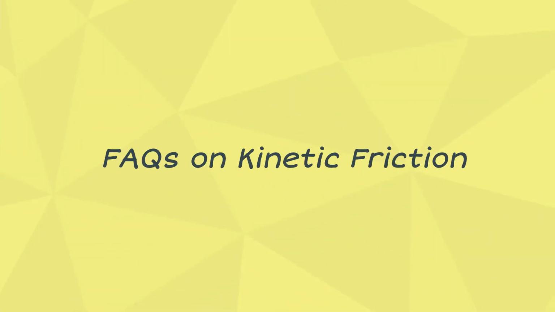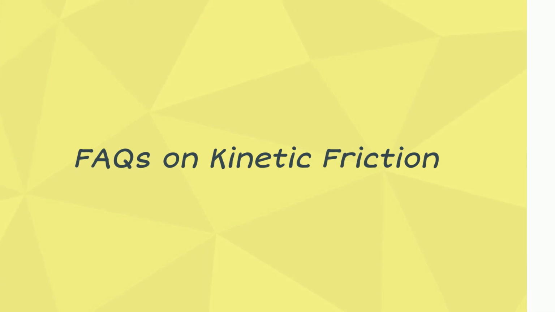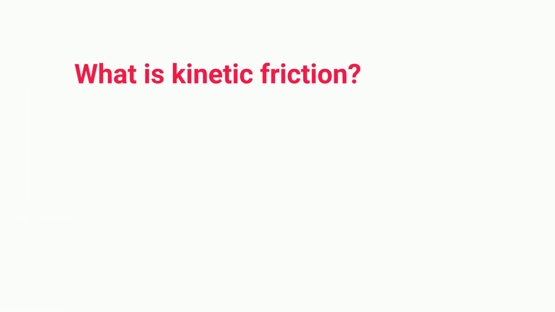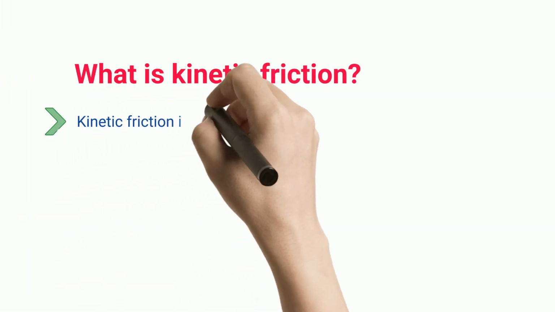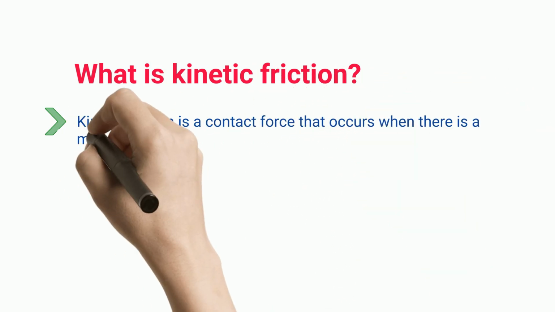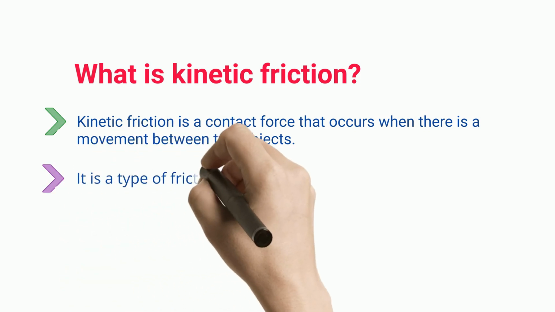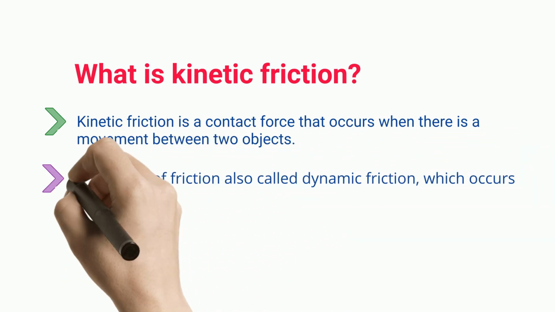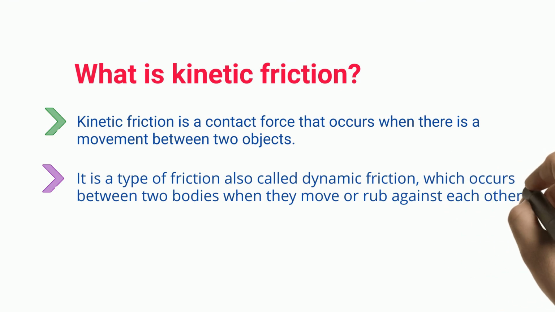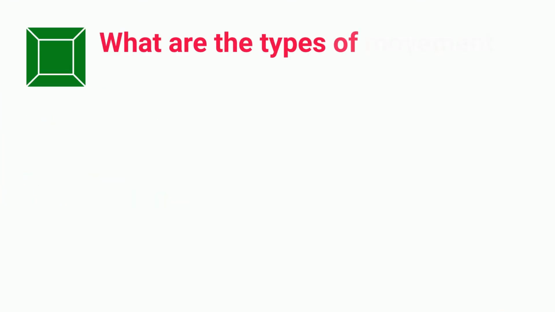FAQs on kinetic friction. What is kinetic friction? Kinetic friction is a contact force that occurs when there is a movement between two objects. It is a type of friction also called dynamic friction, which occurs between two bodies when they move or rub against each other.